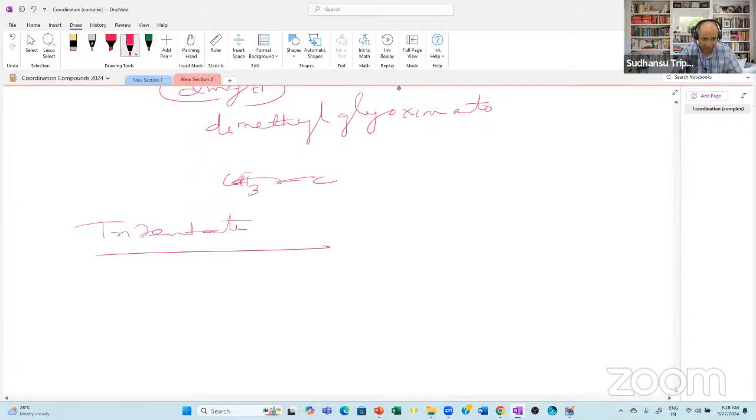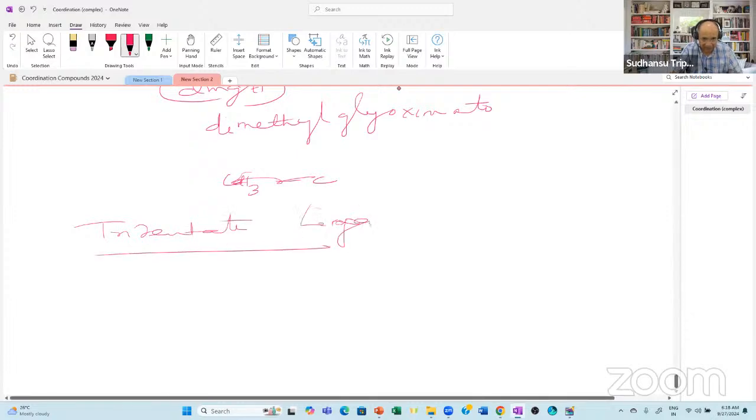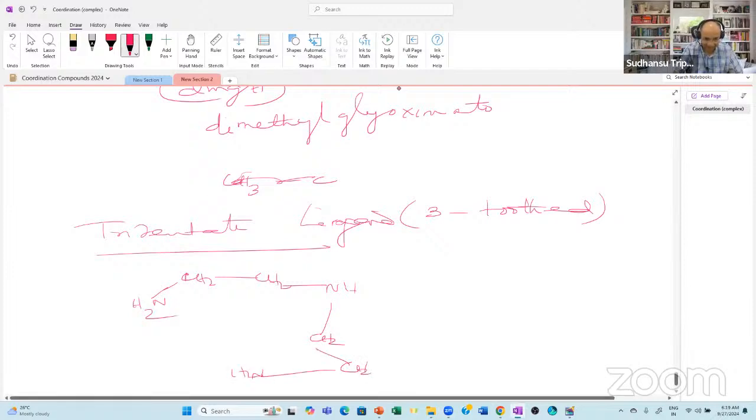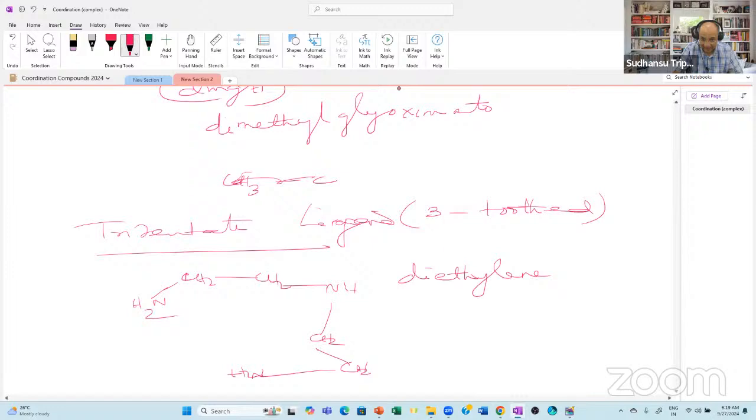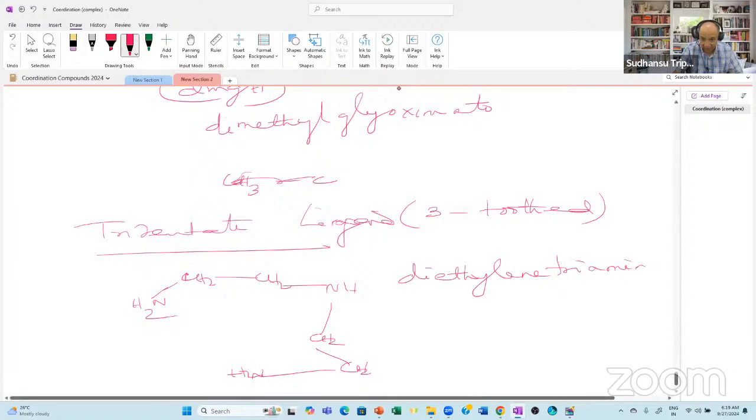Important. Tridentate ligands are very uncommon. Three-tooth, interesting. This is diethylene triamine. Diethylene triamine. Put a single M.